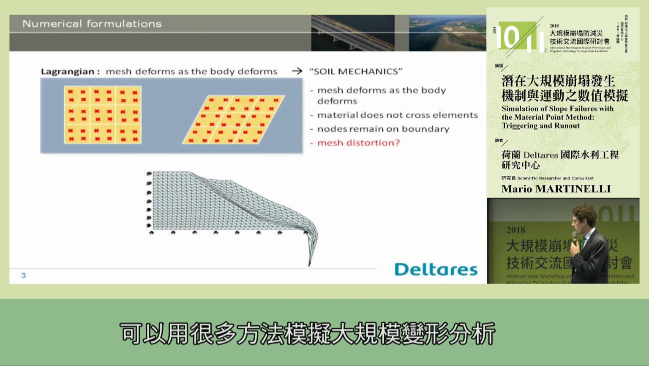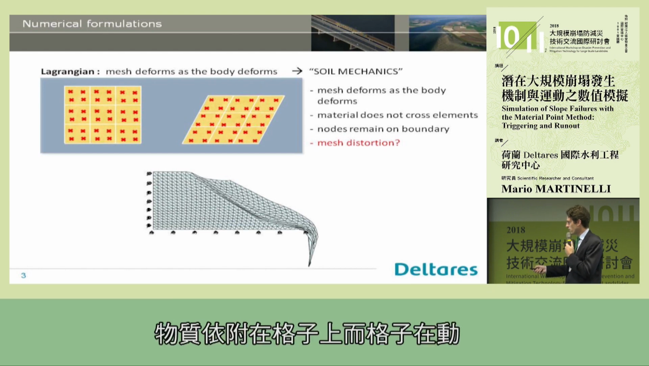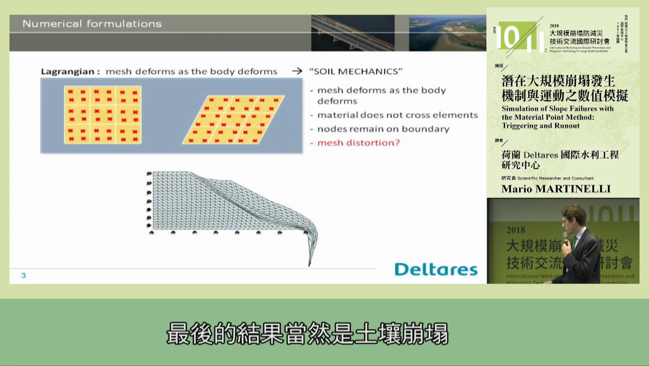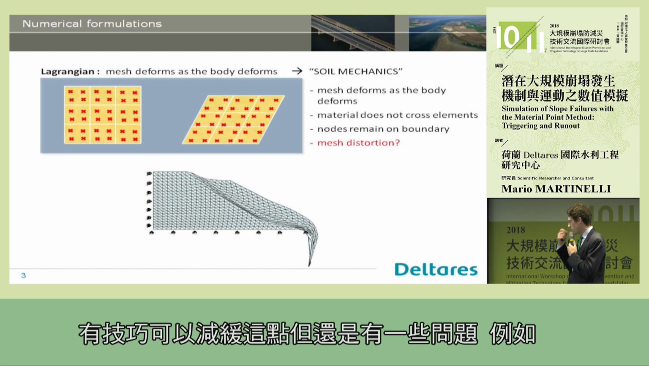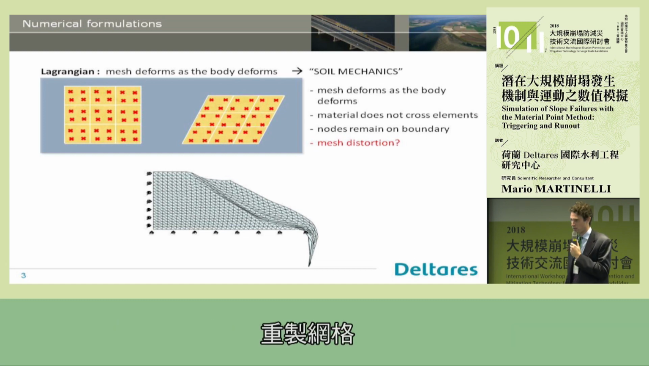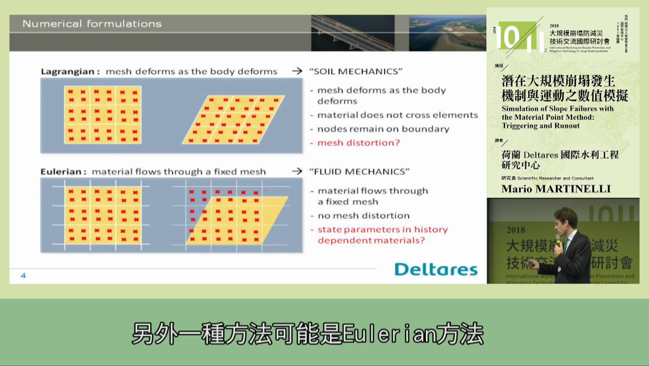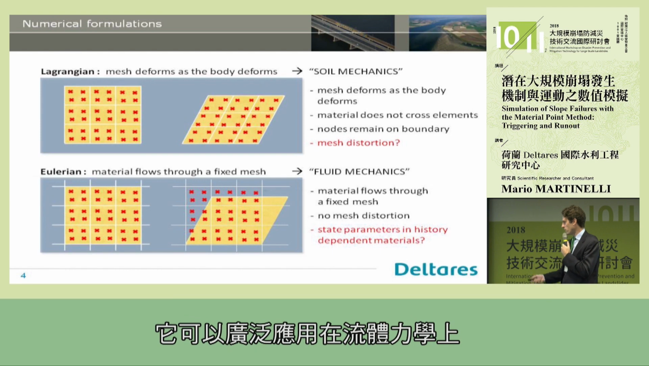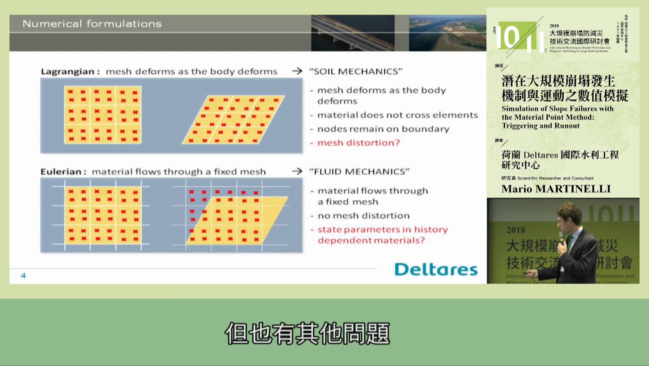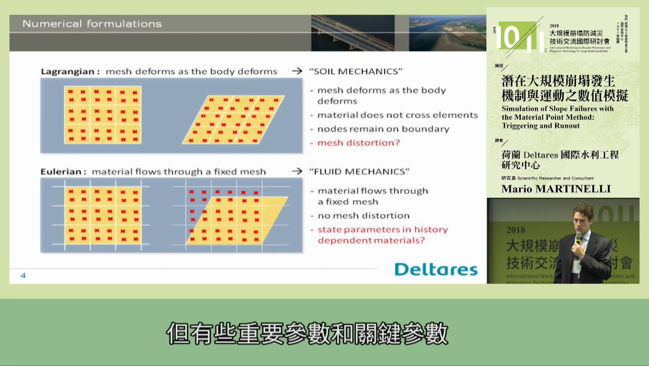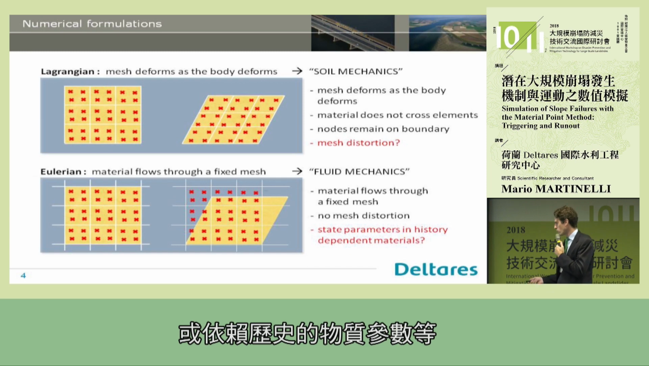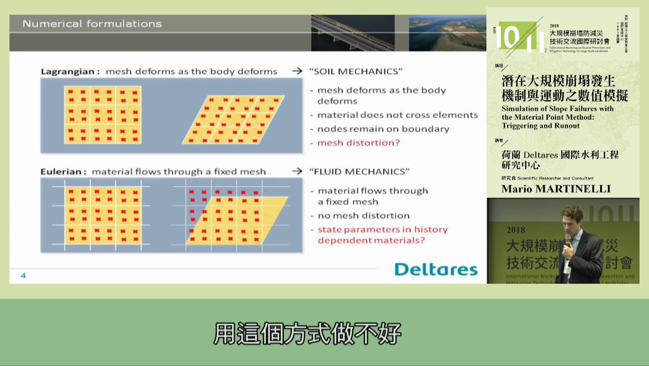There are many approaches that you can use to simulate a large deformation analysis. One approach could be the Lagrangian approach, where the material is attached to the grid and the grid is moving. But you end up with a situation where the soil fails and some elements are too distorted. There are techniques to mitigate this, but you also have problems, for example, in remeshing. Another approach is the Eulerian approach, widely used in fluid mechanics, but there are also problems. The mesh is fixed and the material flows through it, but some key parameters, like the state parameters of the soil or history-dependent material, are not well captured with these methods.